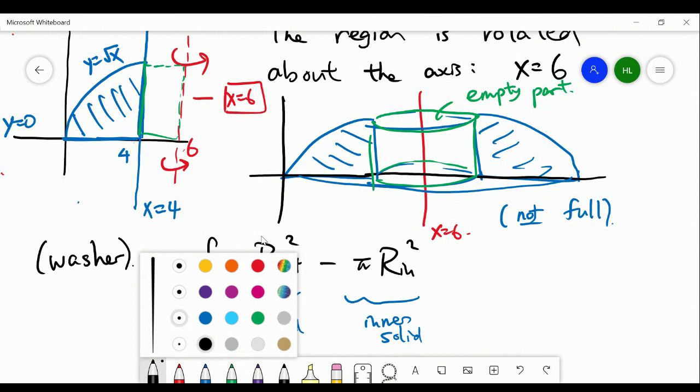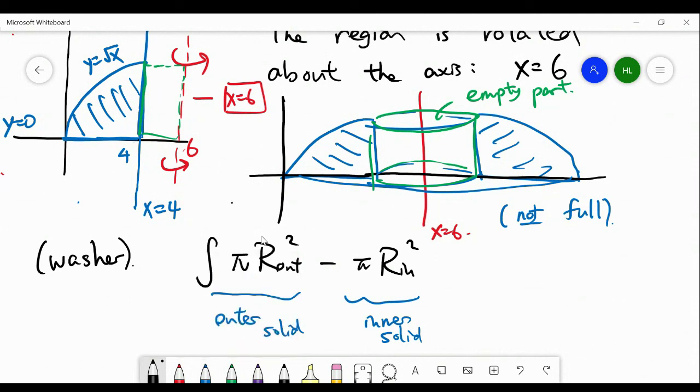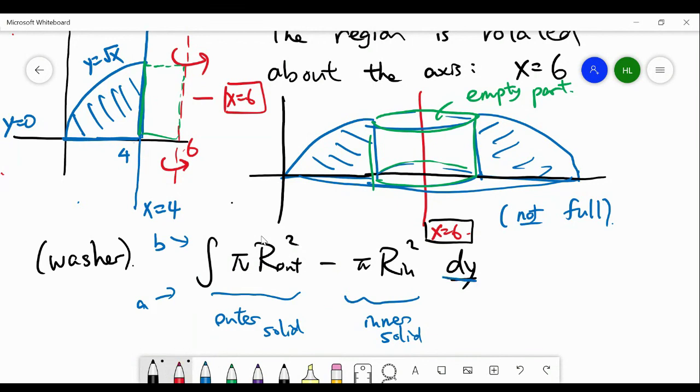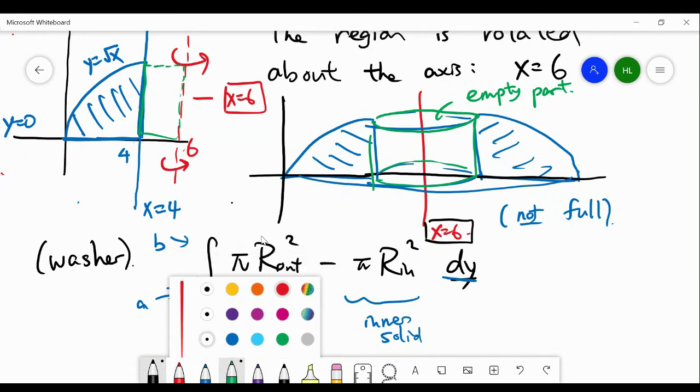There's one thing we need to fix: is it the dx integration or the dy integration? The only thing you need to keep in mind is that because the direction of the axis is parallel to the y-axis, for the method of washer, we always have to do the y integration. It's always like this. And because it is the y integration, the a and b, which correspond to the lower and upper limits on the integral sign, should go along the y-axis. So let's go back to the picture at the top left.